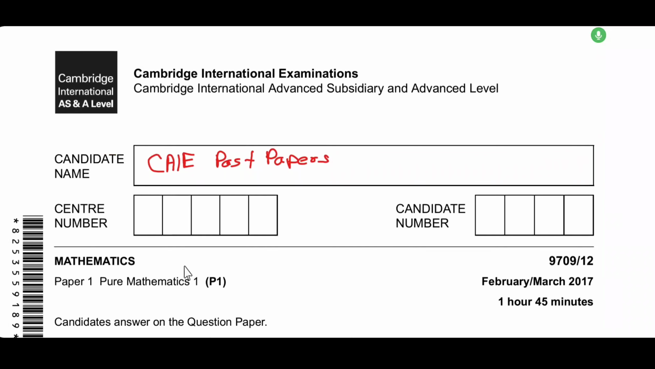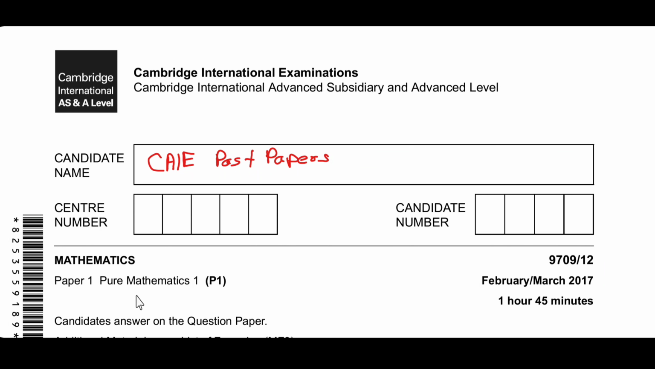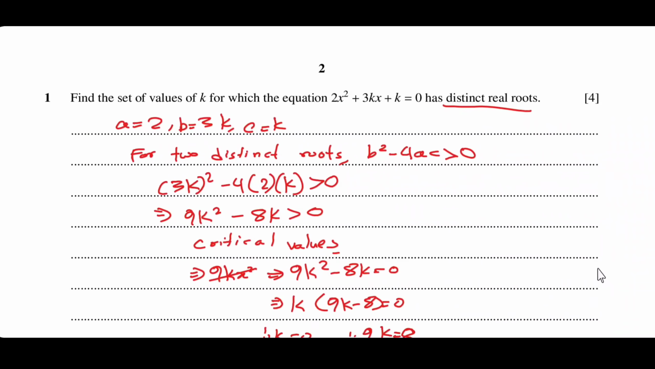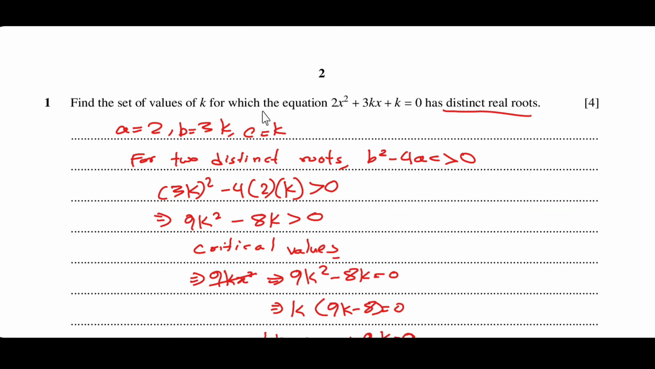In this video we'll be discussing Mathematics Paper 1, Pure Mathematics P1, 2017 February/March, subject code 9709, and the variant is 12. In question number 1, find the set of values of k for which the equation has real and distinct roots.